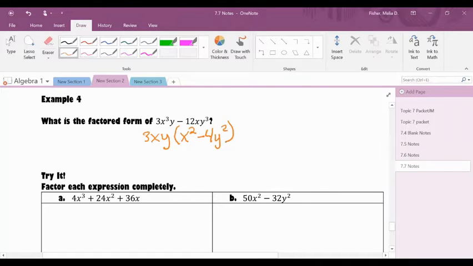Now this may look like we're done because we have just a binomial here, but remember again, when we get to a binomial, we always ask ourselves: is it subtraction, and are those perfect squares? And in this particular case, those really are. So I'm going to have x and x, and the square root of 4y squared is 2y. And of course, one of those needs to be positive and one of those needs to be negative. And don't forget, we're going to include that 3xy on the outside.